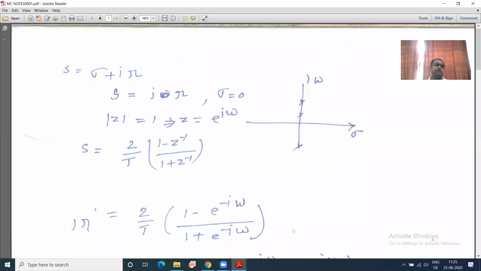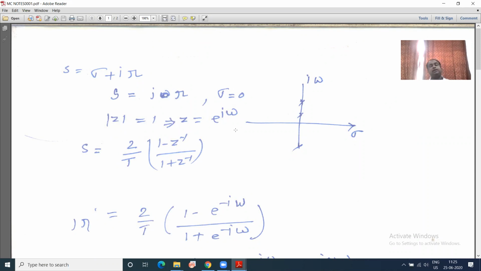Now let us assume if s equal to 0, I mean sigma equal to 0, then s equal to sigma plus j omega. If sigma equal to 0, then s becomes j omega. Then magnitude of z equal to 1. Therefore, I can write z equal to e power j omega. Do you agree with that?